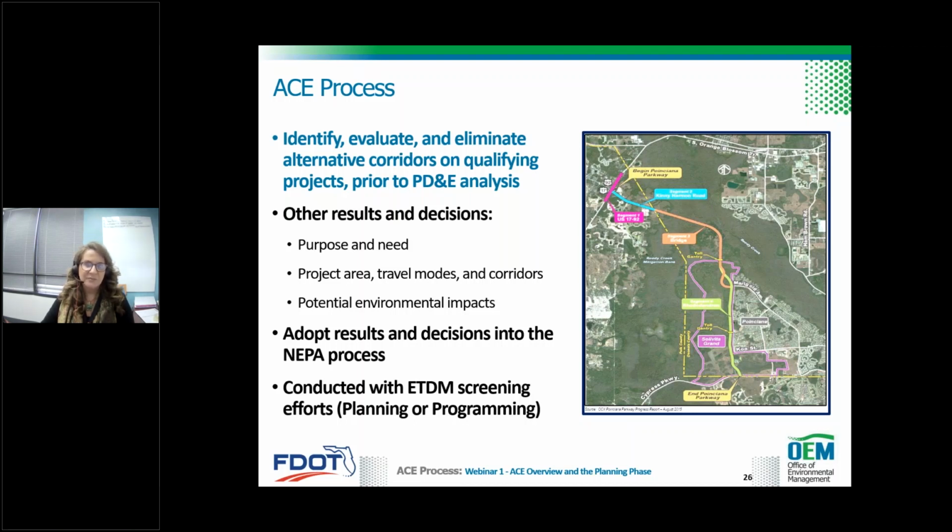ACE is performed as part of the ETDM screening effort. Now, whether that's done in planning or programming is a function of where you are in the project development. The decision on whether the project should go through an ACE study should be conducted in coordination with the lead agency. Next slide.